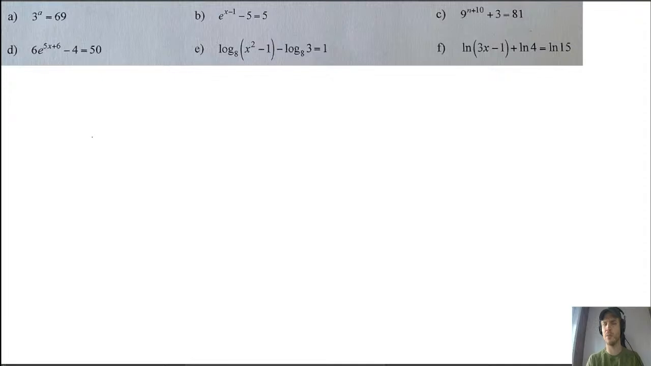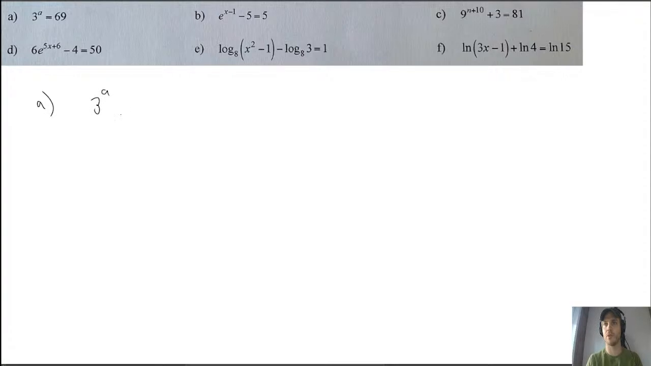Okay, so A. So this is 3 to the A equals 69. And that means 3 to the A equals 3 times 23. And then we can divide both sides here by 3. And we get 3 to the A over 3 equals 23. Oh wait, are we solving for A? What do we do? Oh, I'm just making all kinds of stuff up.